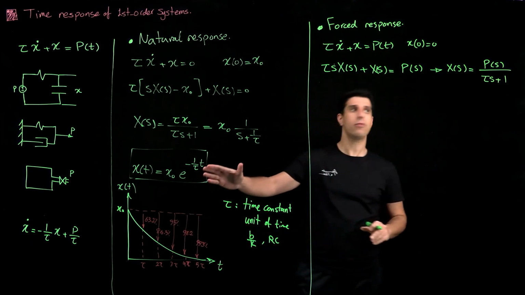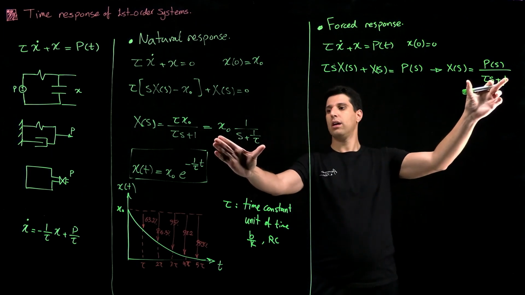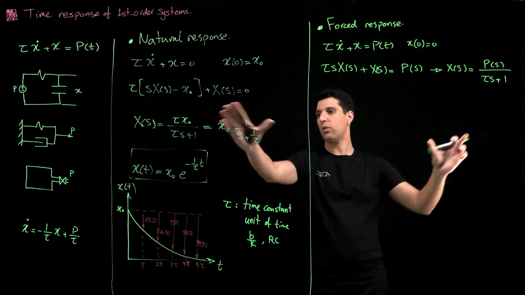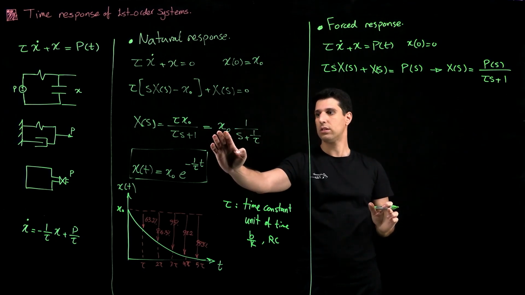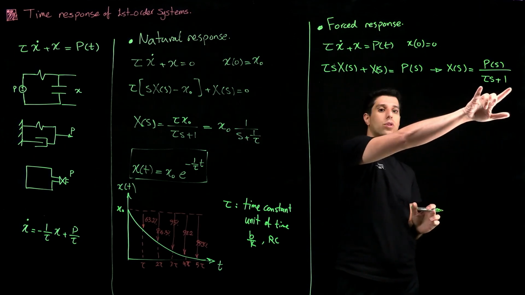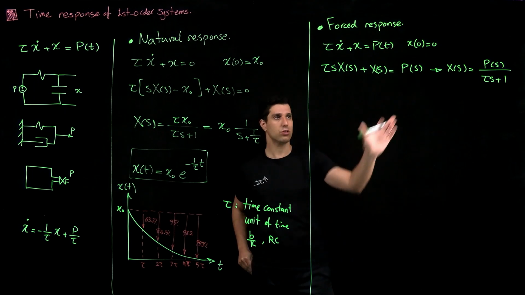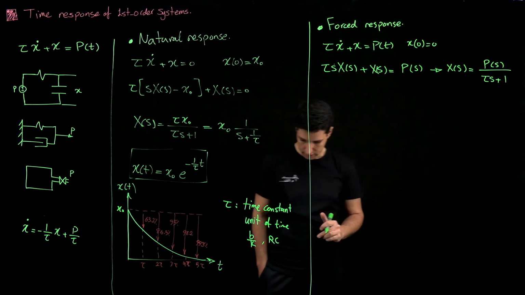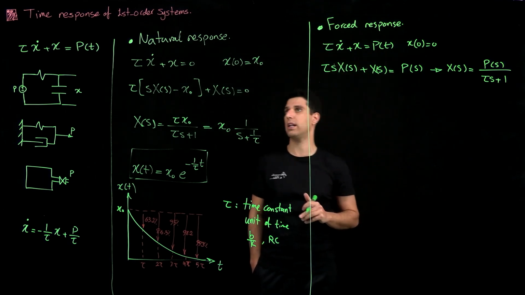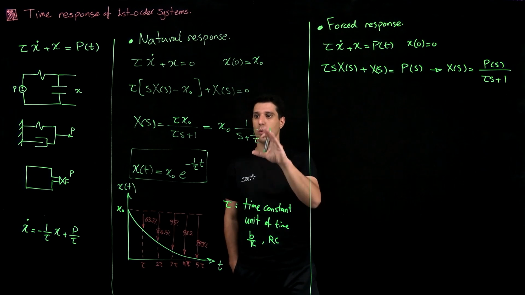So before I continue, you can see the difference. This natural response was created because we had this initial condition, and the forced response is because we have this forcing term. Something interesting to keep in mind is where this separation of the forced and natural response comes in, and later when we add them together, where they come from.